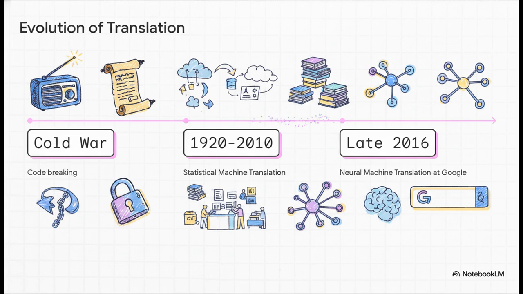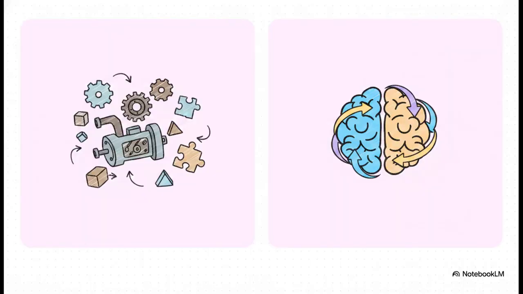But the whole landscape completely shifted in late 2016. That's when Google Translate officially adopted neural machine translation. And this brilliantly illustrates that massive leap in architecture. On one side, you've got the old way, statistical machine translation. It was this clunky, piecemeal approach that basically scraped vast human-translated datasets just to guess probabilities word by agonizing word.